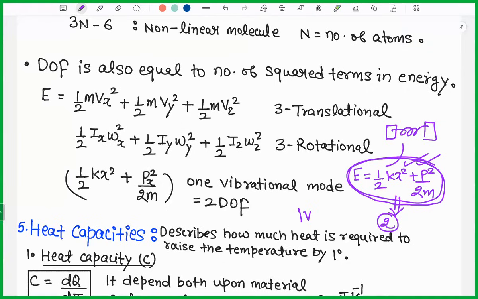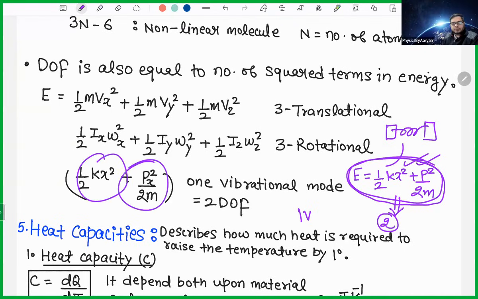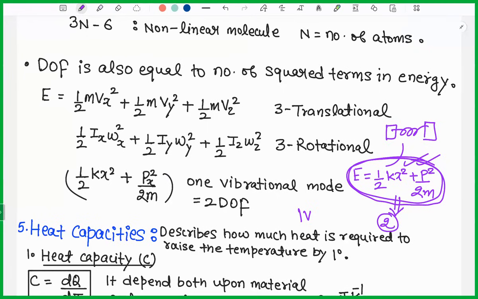But the p square by 2m term is another form of kinetic energy, then how is it potential? Yes, so this is potential, this is kinetic. Half kx square is potential. Because when you are vibrating, for example a pendulum, when the pendulum is moving, it has kinetic as well as potential, right? Any doubt, everyone? Clear.